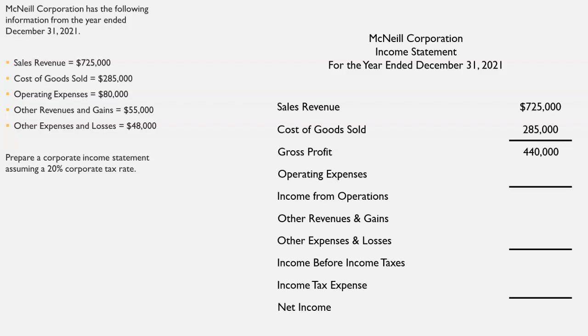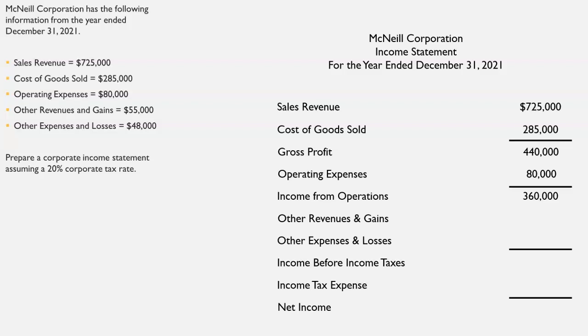Then operating expenses, we were given that number, so we can plug in the $80,000. Now income from operations. Income from operations is something that we have to calculate again. We'll take our gross profit and subtract out operating expenses. So 440 minus 80 gives us 360,000 as income from operations.